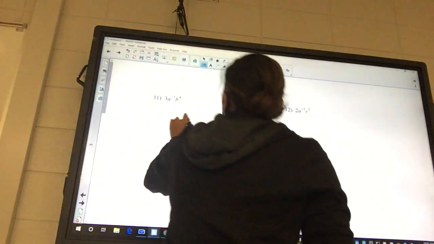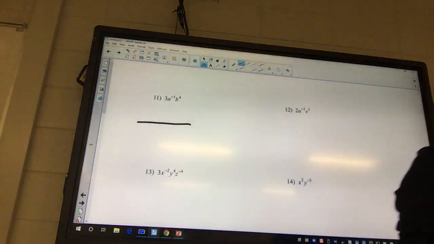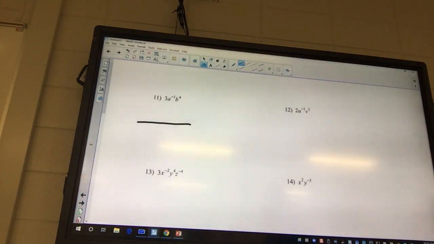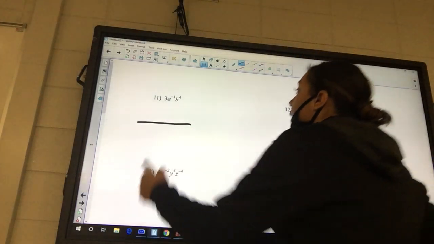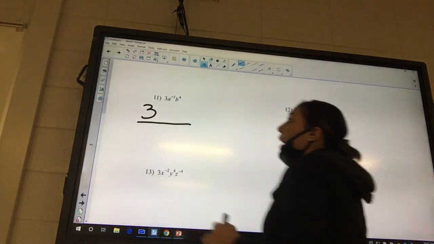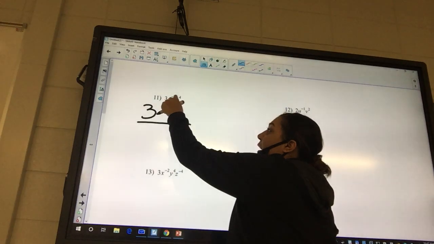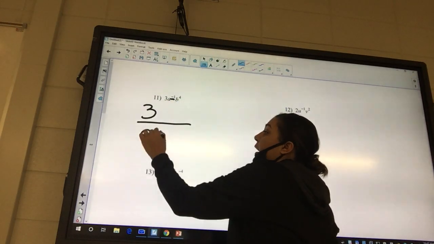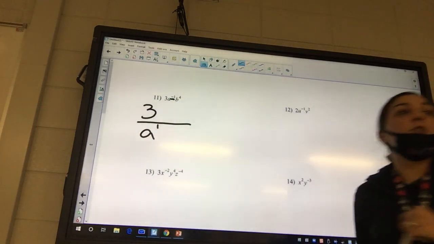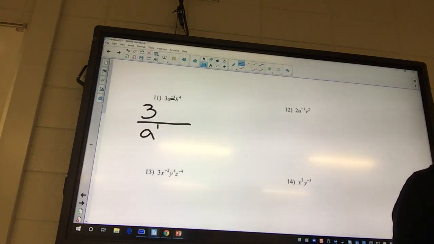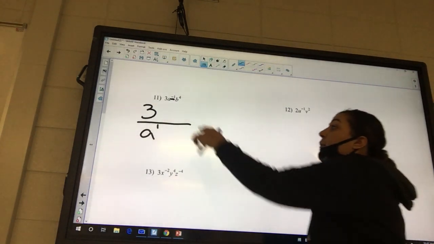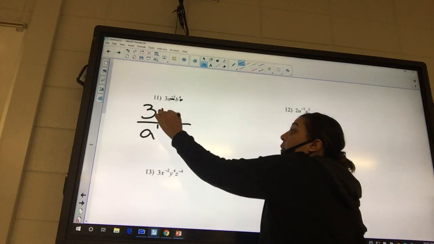Okay, 11. Mr. Moss, where do big numbers go? On top. We always keep the big number on top. What about a to the negative 1? Is that bottom? Yes, because this is a negative, we need to move it to the bottom. So a to the 1. What about b to the positive 4? It's got to stay on top because it's positive. So you're going to have b to the 4.